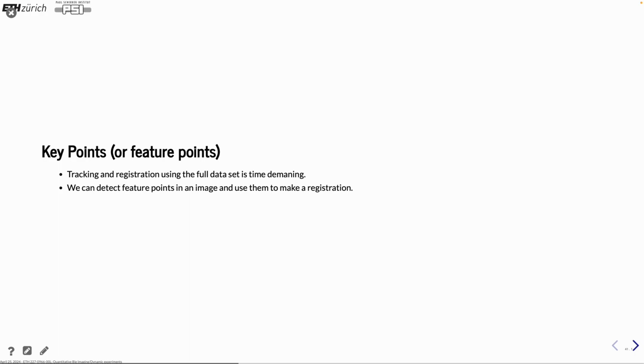Another alternative to looking at these nearest neighbors for the tracking is to look at key points, and that is a way to reduce the load. If we have many of these points and we want to compute the nearest neighbors for all of them, then we have quite a high computational task. So instead we can look at these key points and try to find which are the similar ones in our images.